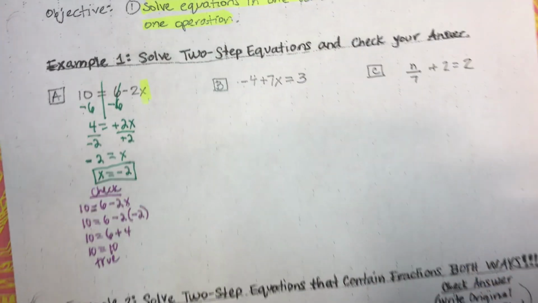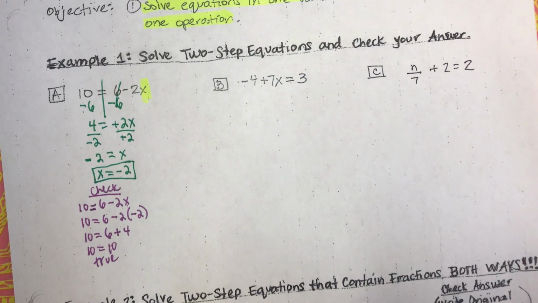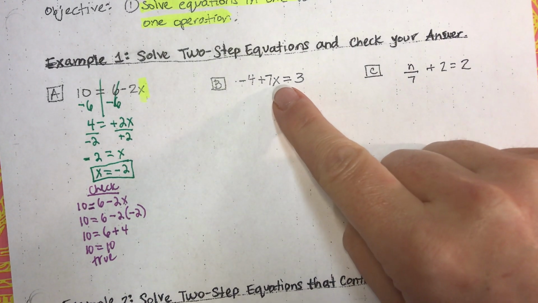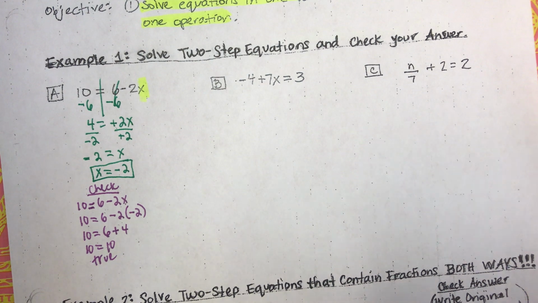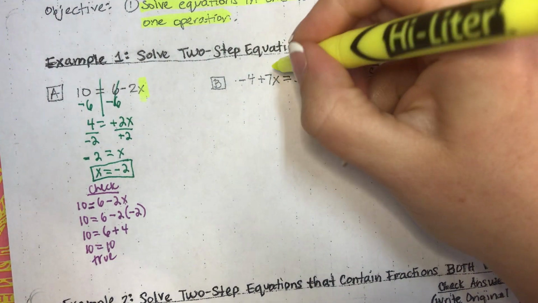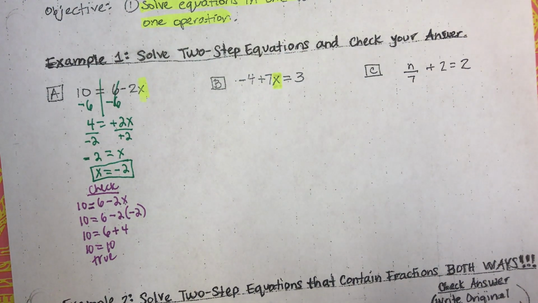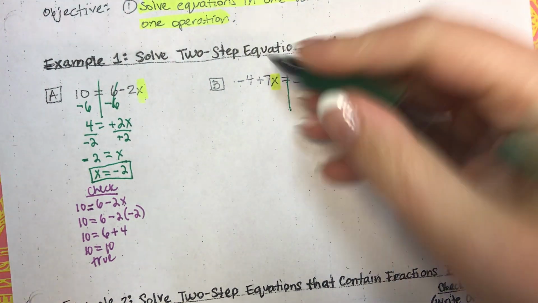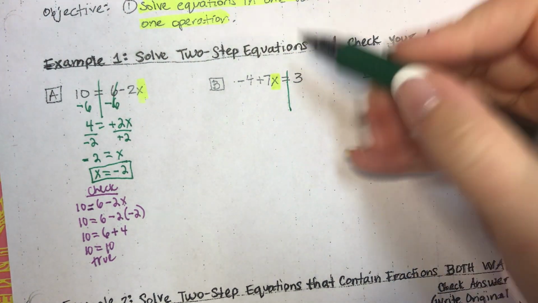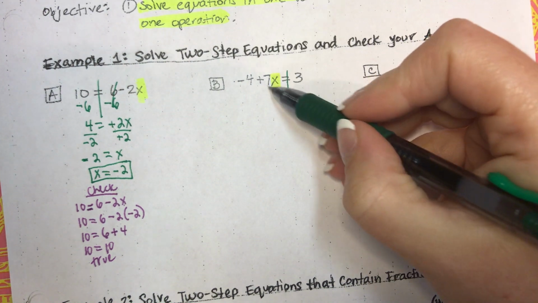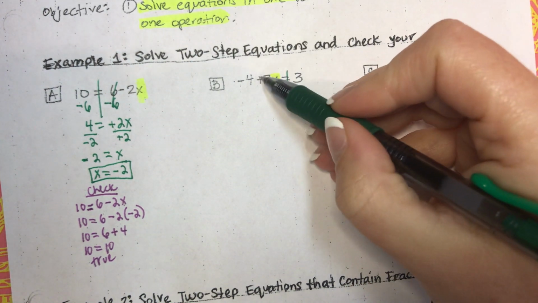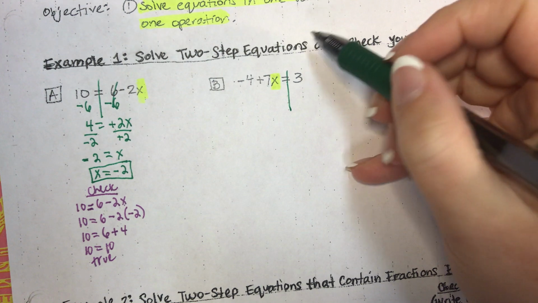All right, cool. Let's work on the next one here. We have negative 4 plus 7x equals 3. So again, we're trying to isolate this x and get that x by itself. There's a variety of things on this side of the equation, right? We have this negative 4 plus 7x. And see how this 7 is kind of attached to that x, okay? So we're going to get rid of this stuff on the outside first.